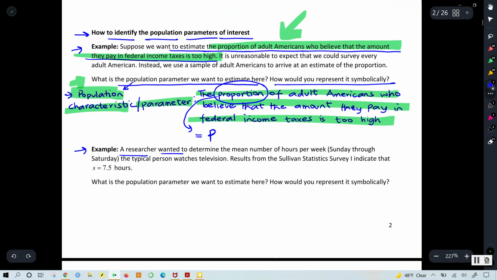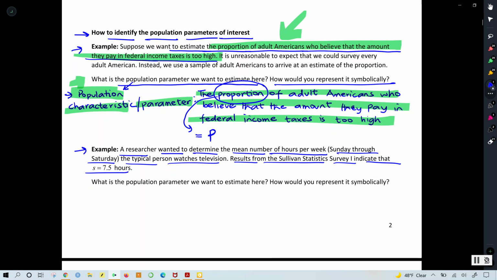Then we proceed to the next example. A researcher wanted to determine the mean number of hours per week, Sunday through Saturday, that the typical person watches television. Results from the Sullivan Statistics Survey 1 indicate that the sample standard deviation is 7.5 hours. What is the population parameter we want to estimate here? How would you represent it symbolically?